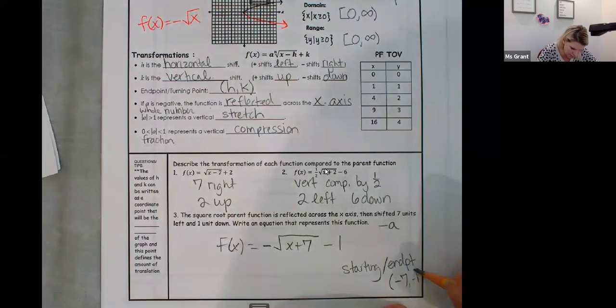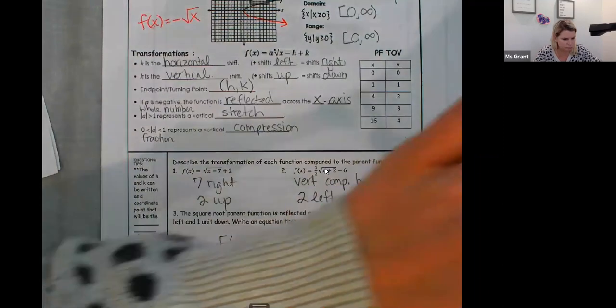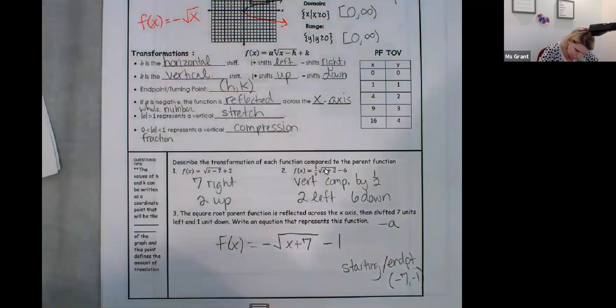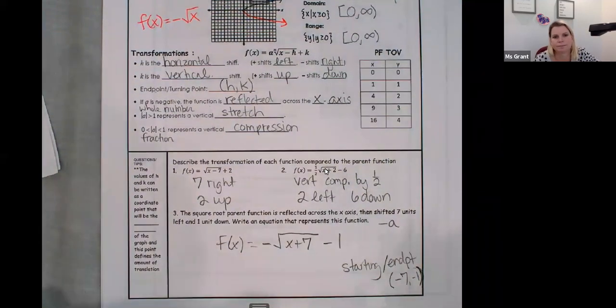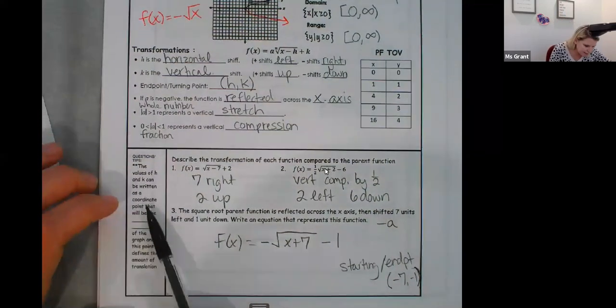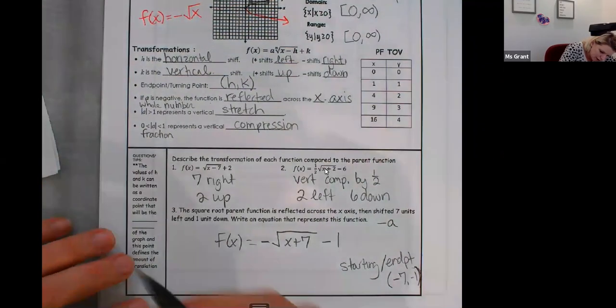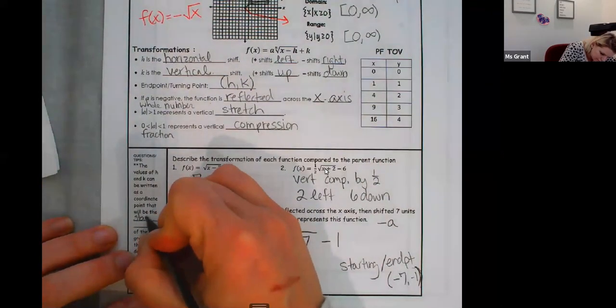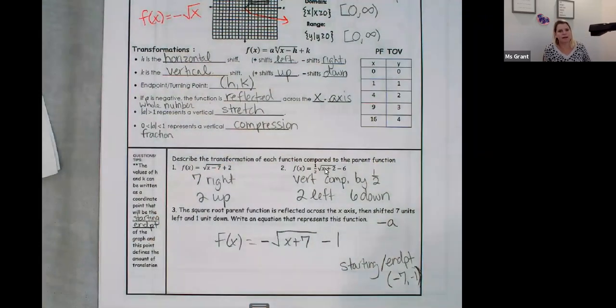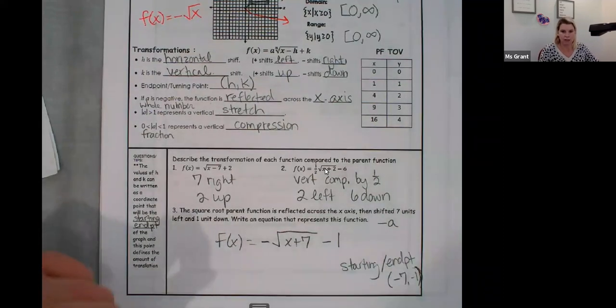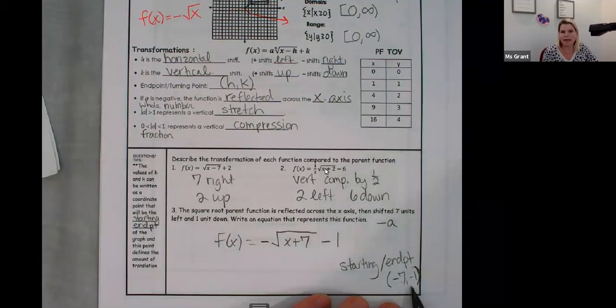Whoa, well, there's a bummer. -7, -1. On the left here, the values of h and k can be written as a coordinate point. That will be the starting point or endpoint of the graph. And this point defines the amount of translation. Wherever your endpoint is located, that's where it's translated. Like this one was going to be 7 to the left and 1 down.